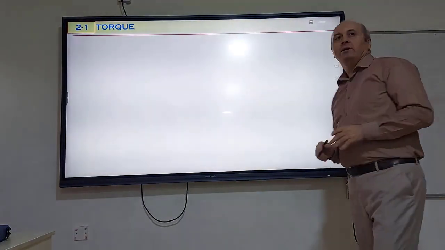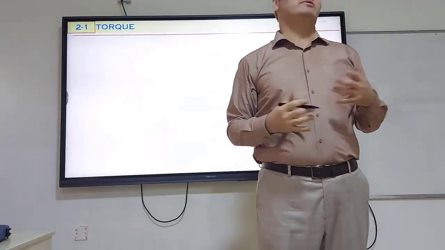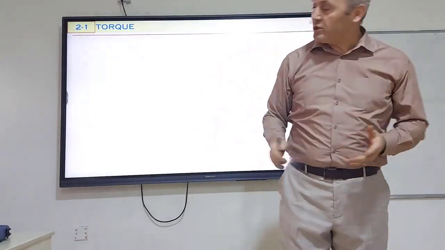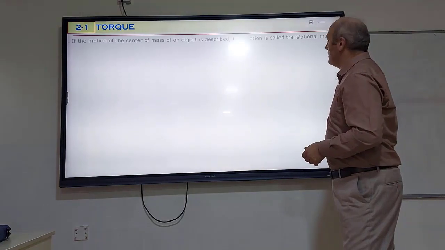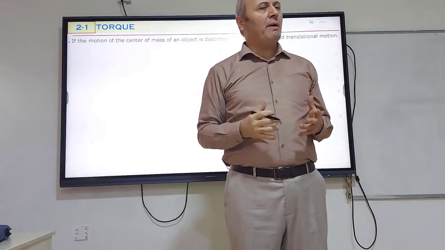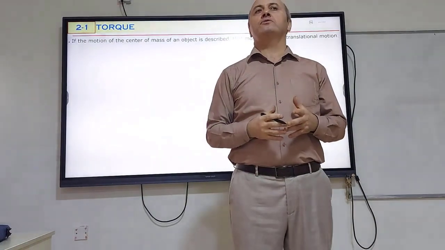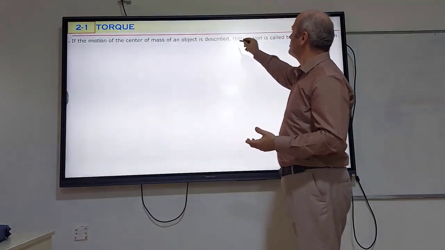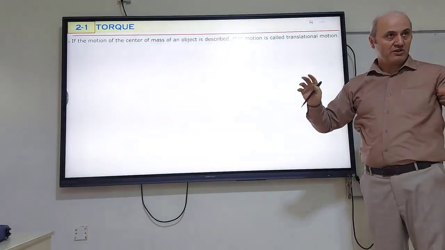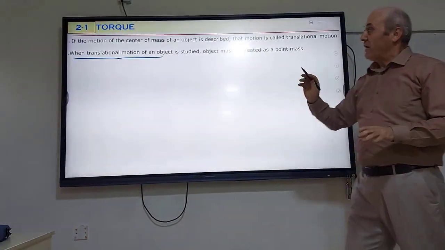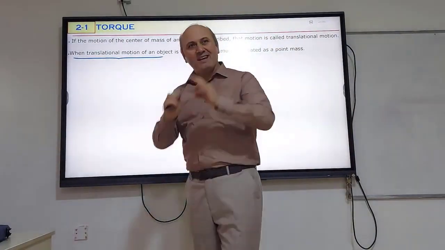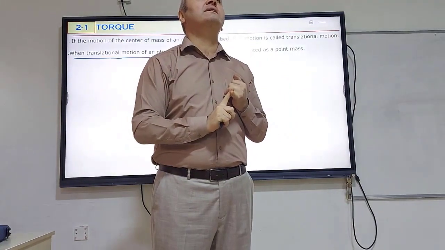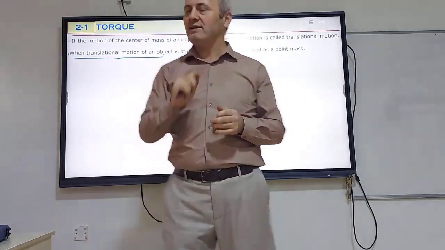Remember, we said that an object can perform two basic types of motion. One of them is the translational motion, the other one is rotational motion. And if a sentence talks about the translational motion of the object, we are going to treat the object as a point mass. If the motion of the central mass of the object is described, that motion is called translational motion. And when the translational motion of the object is studied, and the sentence is talking about translational motion of the object, we are going to treat this object as a point mass.